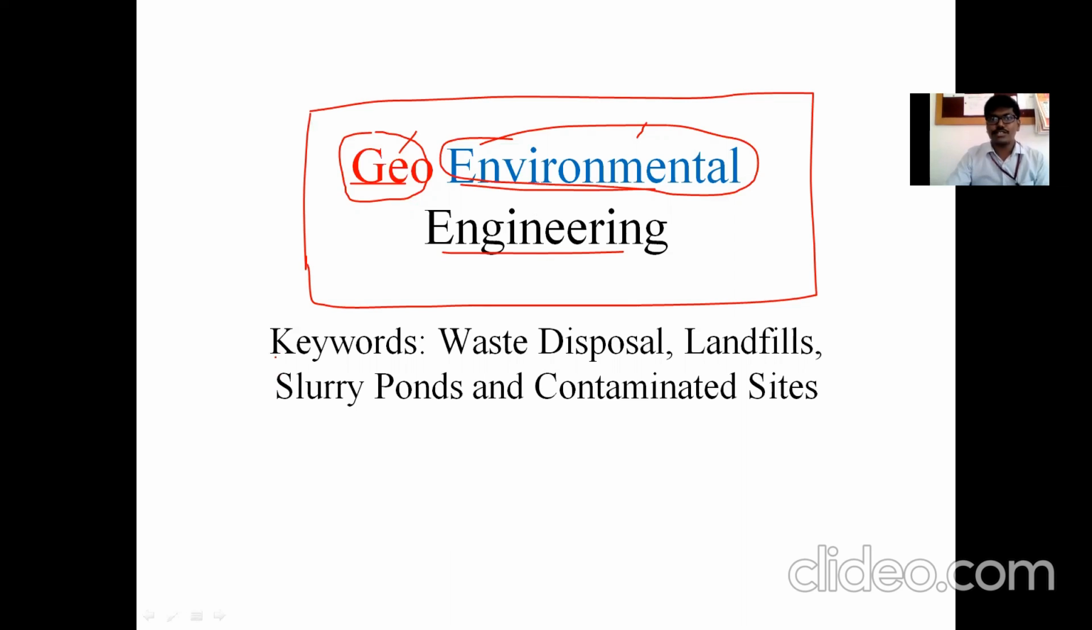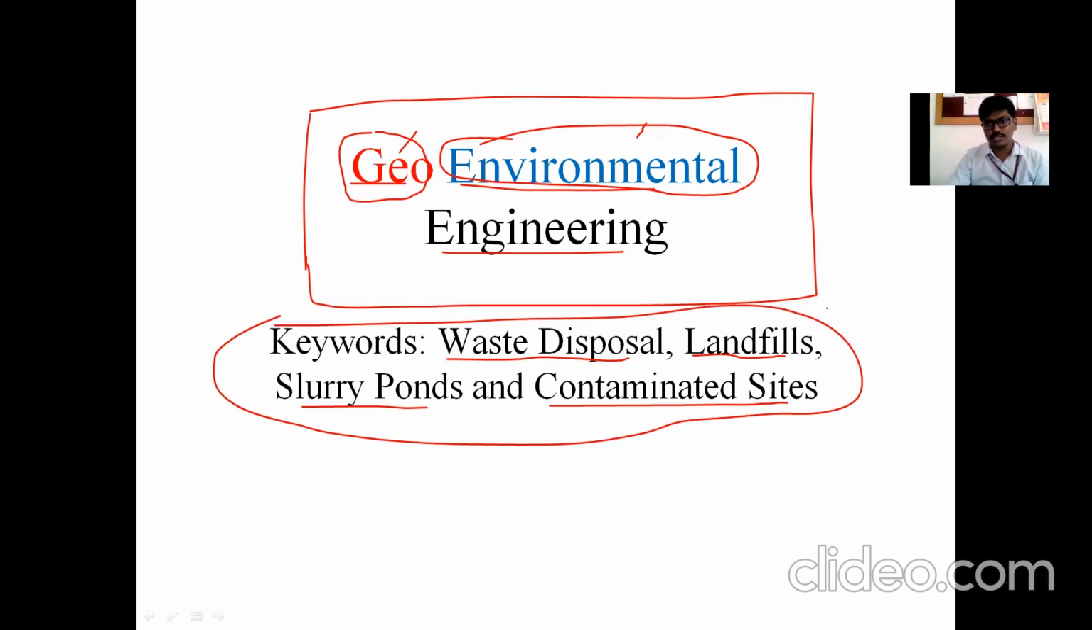So coming to the keywords of this geo-environmental engineering, mainly the keywords you see in the complete course are the different geotechnical aspects related to waste disposal, and later on the design of landfills, slurry ponds, and the source of contaminated sites, and also some remediation techniques. So these are some of the keywords you may come across during this course.